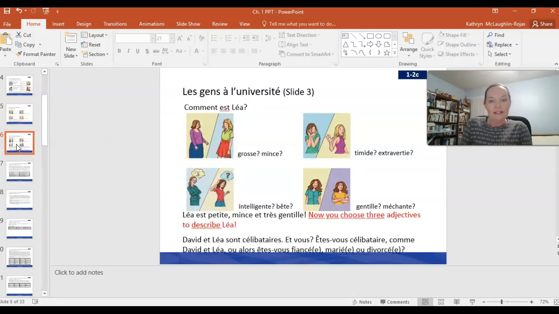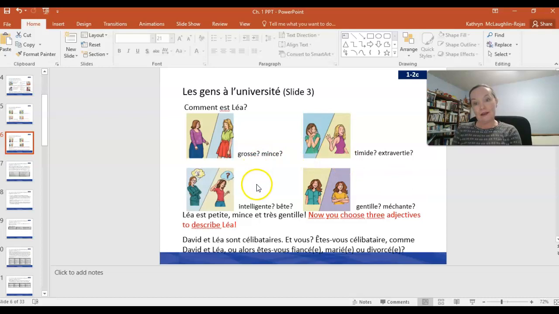Okay, so finally we'll move on to looking at the same adjectives, but now we're going to be describing Léa. Comment est Léa? How is she? What is she like? Notice that we have all the same adjectives that we had on the previous slide talking about David. But now because we're describing a female, the form of the adjectives changes a little bit because it agrees with the person you're describing, their gender.